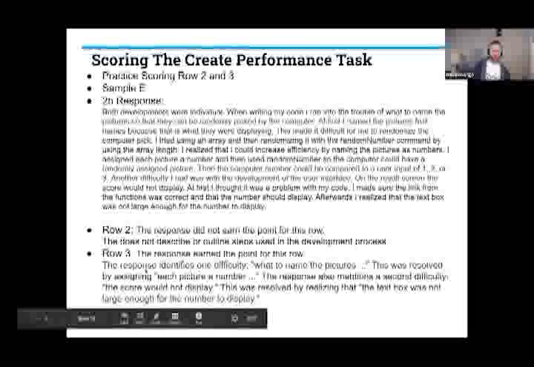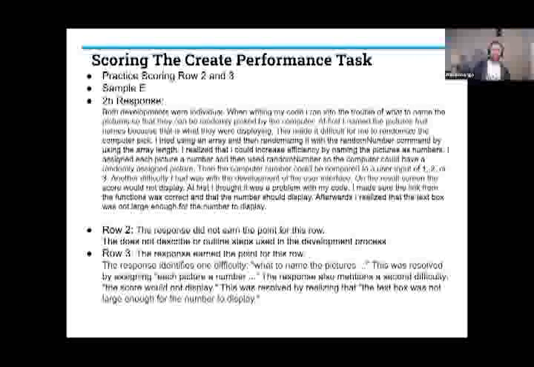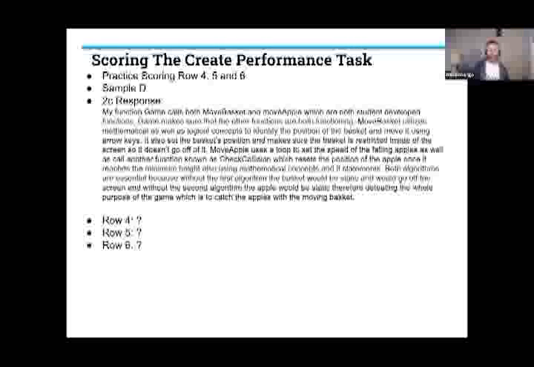They simply kind of went right into difficulties or opportunities. So row 3, yes, the response did earn the point for this row. The response identifies one difficulty, what to name the pictures. This was resolved by assigning each picture a number. The response also mentioned a second difficulty, the score would not display. This was resolved by realizing the text box was not large, right? And so yes, they identified the difficulty, opportunity, and how they resolved, but they never really talked about the development process. All right, so that is rows 2 and 3.